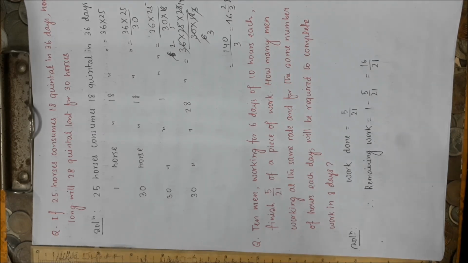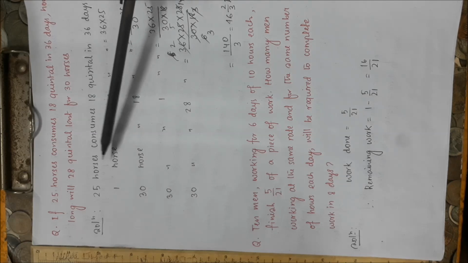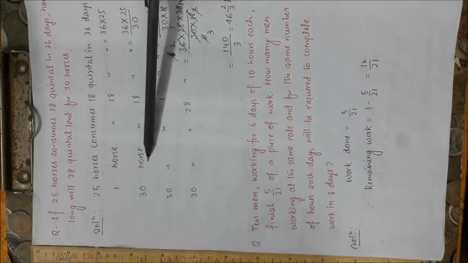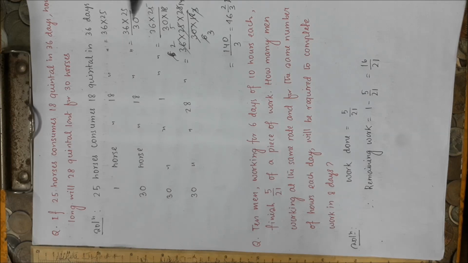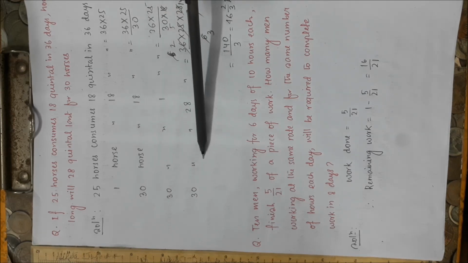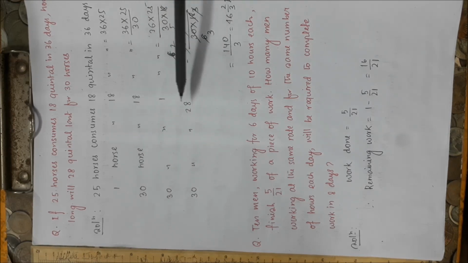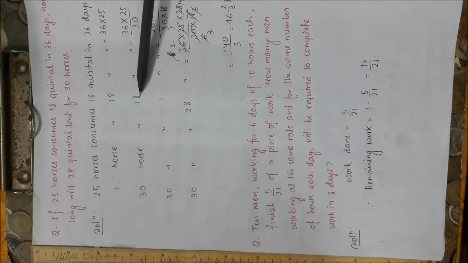Here student, you need to change one quantity at a time. So see, first time I am keeping this consumption fixed. I am changing 25 horses to 30 horses using the unitary method, and then I am keeping the number of horses the same, and I am changing the quantity 18 quintal to 28 quintal using the unitary method.